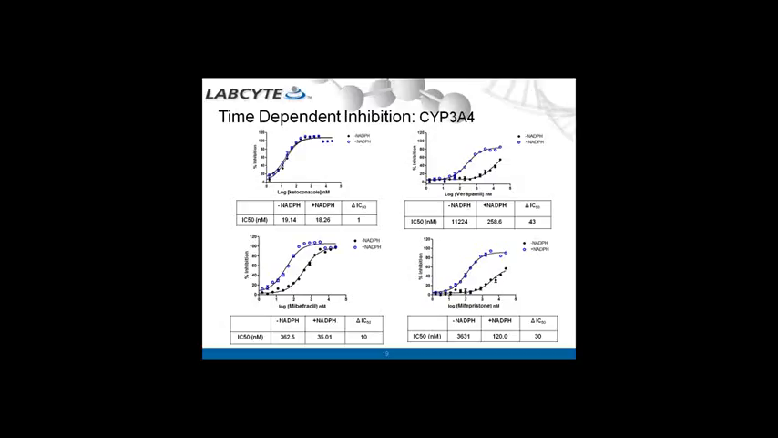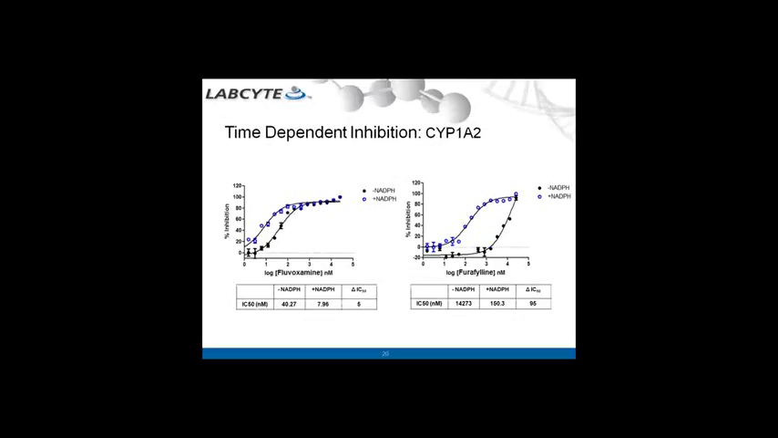In fact, mibefradil has been pulled from the market due to mechanism-based inhibition. This slide also shows that data quality is excellent. Every data point consists of 2 replicates.